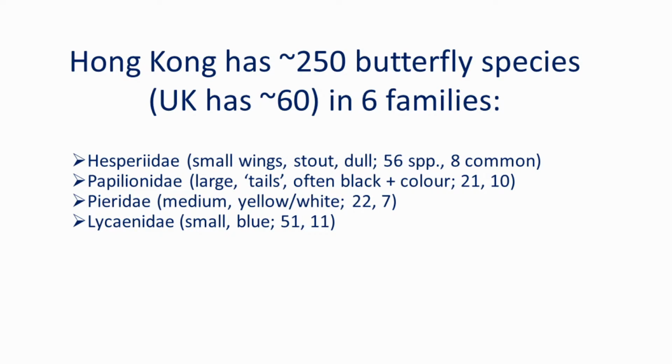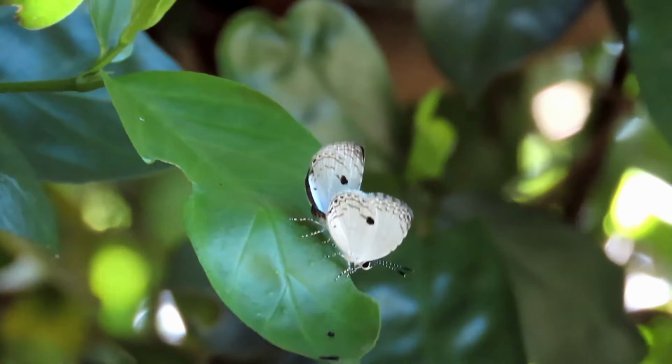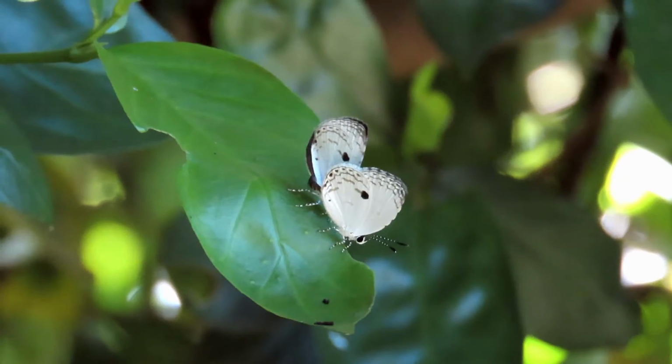The next family we'll look at is the Lycaenidae. The Lycaenidae tend to be very small, or smaller than the other families in particular. They're also called the blues. Many of them are blue. Not all of them are blue, but that gives them their common name of the blues. The Lycaenidae are very easy to miss, I should say. If you're not paying attention and you don't know any better, you'll miss them. But as you can see here, they're actually quite beautiful.